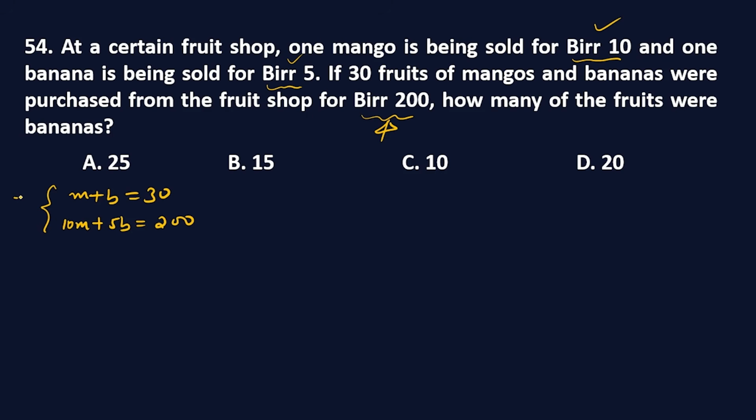Multiply the first equation by -5 and the second equation by 1. So 5m is equal to 50. Dividing both sides by 5, m becomes 10.